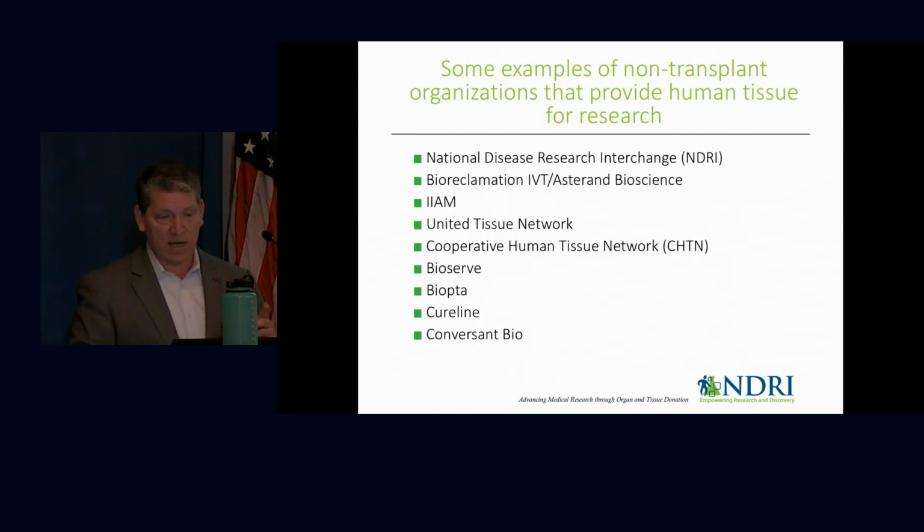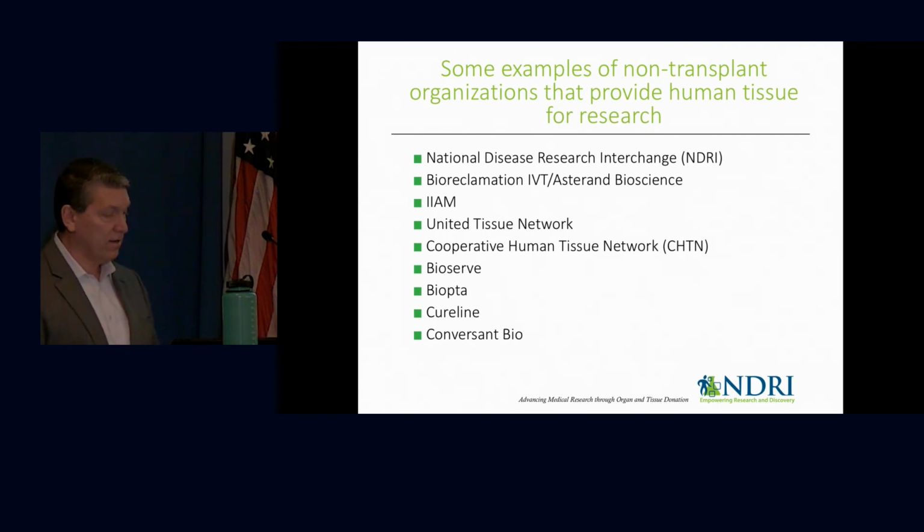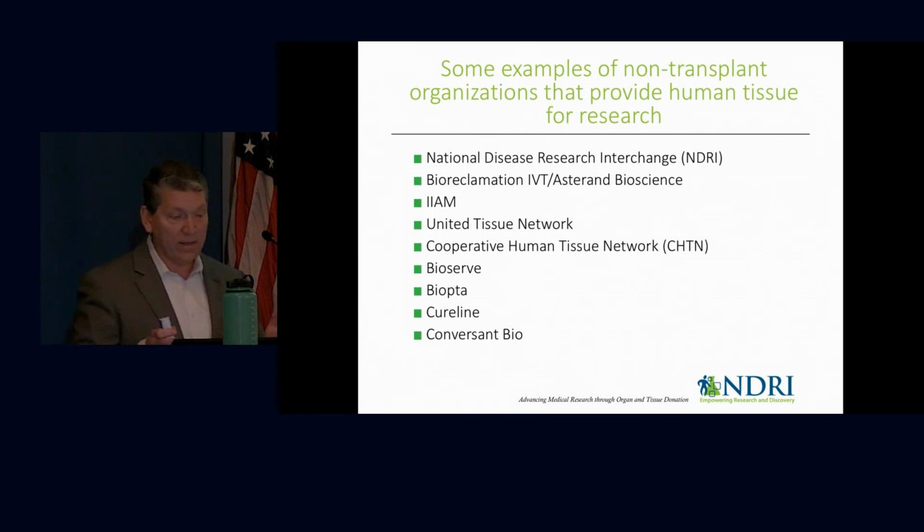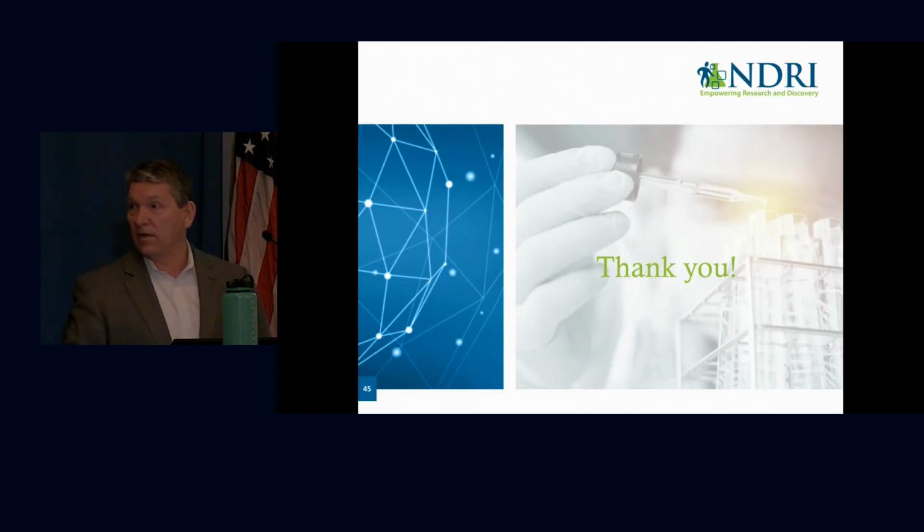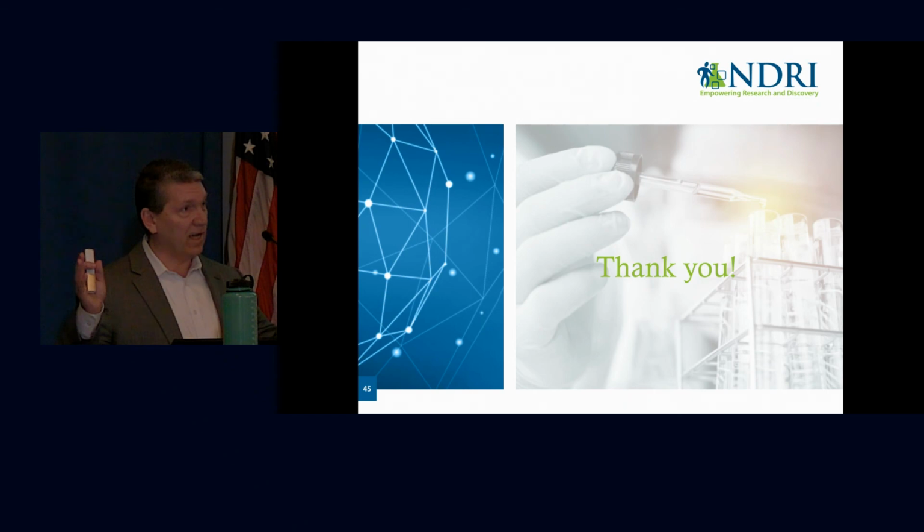Some examples of non-transplant organizations that provide human tissue, of course, NDRI is one of them. There's some other organizations here. I can't speak to the quality of these different organizations. I'm aware of them. They're competitors in the space. Some of them actually source from us as well. So again, hopefully this information is all helpful to you. Just trying to give a broad landscape of the field, the standards, what they're intended to do, and how we're going to have to work together to address some of these gaps.